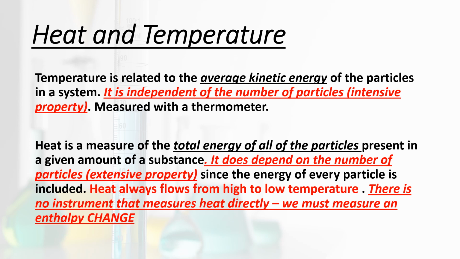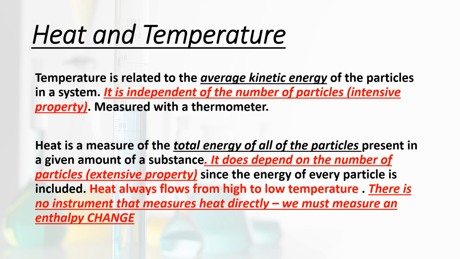And so therefore you'd actually find the temperature would be the same if I took the same system but only had 50 of those particles. While the total energy would be half, the amount of particles I had would also be half of that when we had 100. So temperature is the average kinetic energy and is independent of the number of particles. It's measured with a thermometer.